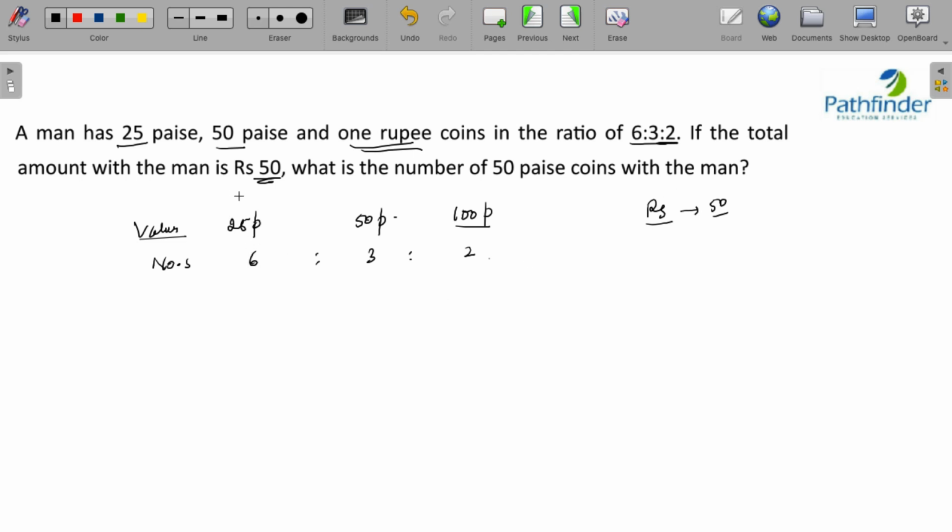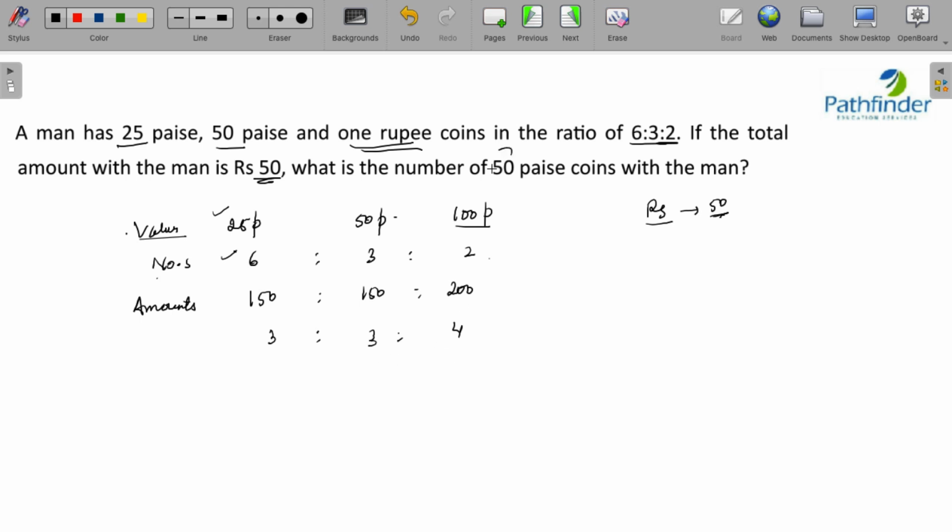Now remember, amount in the form of 25 paisa coins. Now this is not the ratio of amount. Amount is nothing but value multiplied by number of coins of that type. So the first task that we have is we need to calculate the ratio of amounts. So 25 into 6, 150. 50 into 3, 150. And 100 into 2, 200. So we have 3 as to 3 as to 4. This is the ratio of amounts.